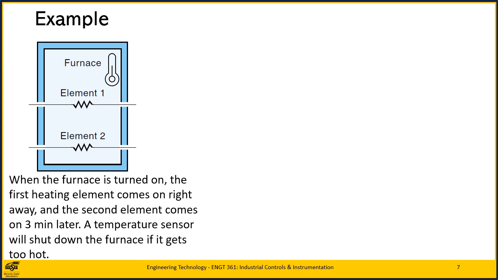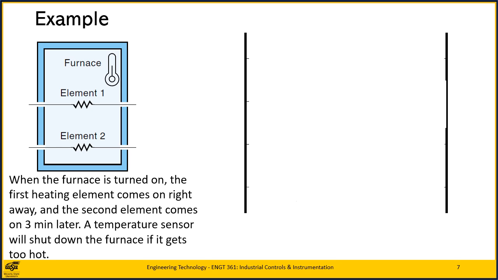A small electric furnace has 2 heating elements that are energized in 3 stages, 3 minutes apart. That is, when the furnace is turned on, the first heating element comes on right away and the second element comes on 3 minutes later. A temperature sensor will shut down the furnace if it gets too hot. Draw the ladder diagram for the control circuit.